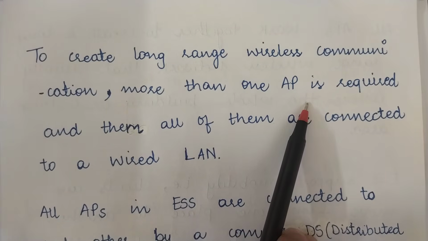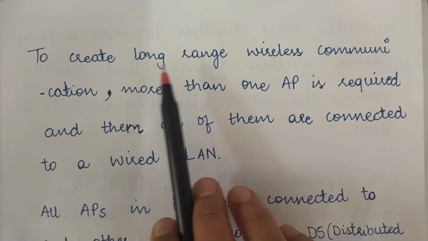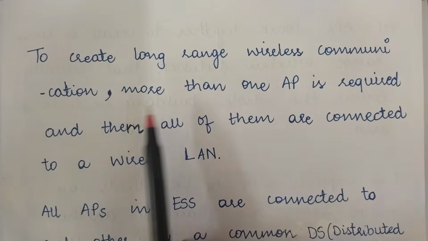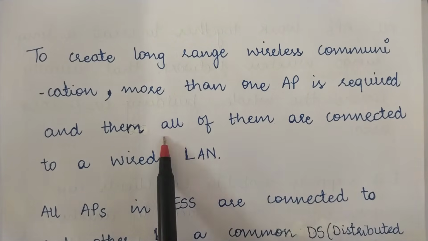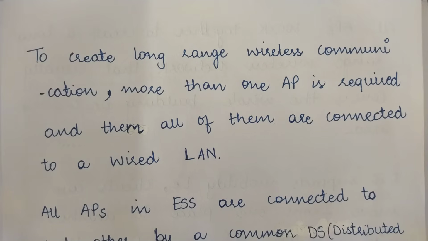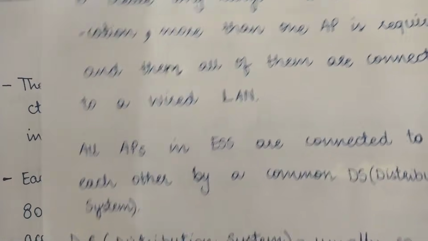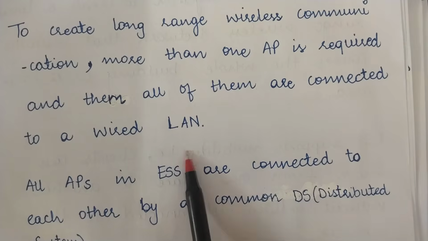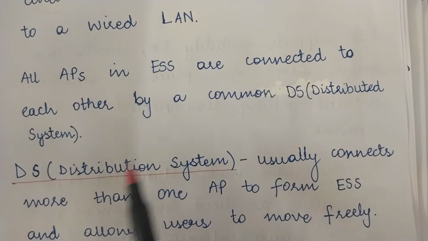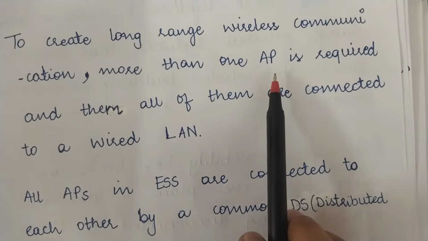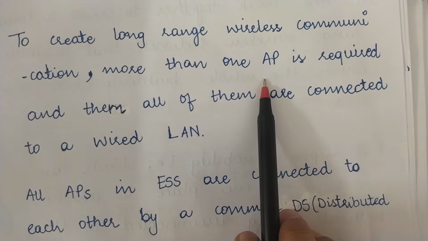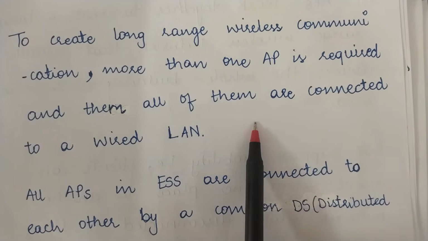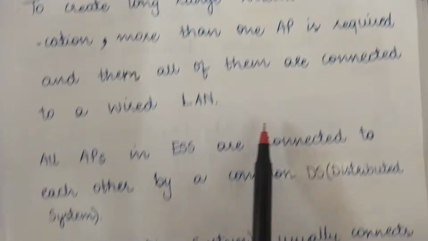To create long-range wireless communication, more than one AP is required. This we have seen, because in an ESS there is more than one AP. So obviously, if you want to create long-range wireless communication, more than one AP is required. And then all of them are connected to a wired LAN. Although all these APs are providing connection to the wireless devices, they are all connected to one wired LAN, and these APs are then providing connectivity to the wireless devices.